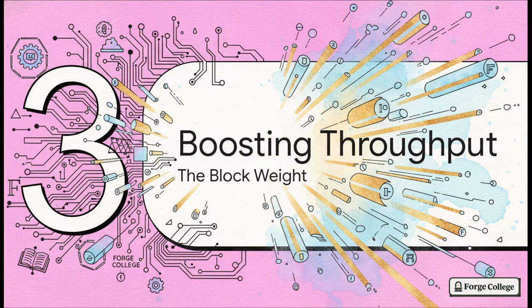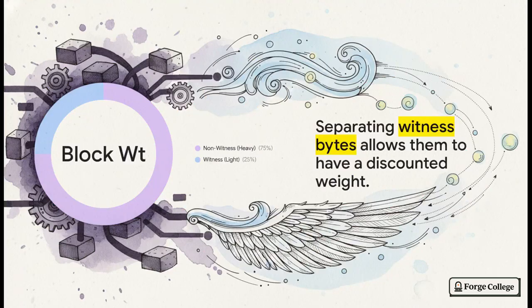Section 3. Boosting throughput with weight. Now, fixing that bug was absolutely vital for network stability. But as it turns out, this elegant little fix actually unlocked a massive hidden superpower for the network's overall capacity. To fully appreciate this, we have to talk about a brand new concept the developers introduced called block weight. For years, the network had a super rigid, hard-coded limit. A block could only be exactly 1 megabyte in size.